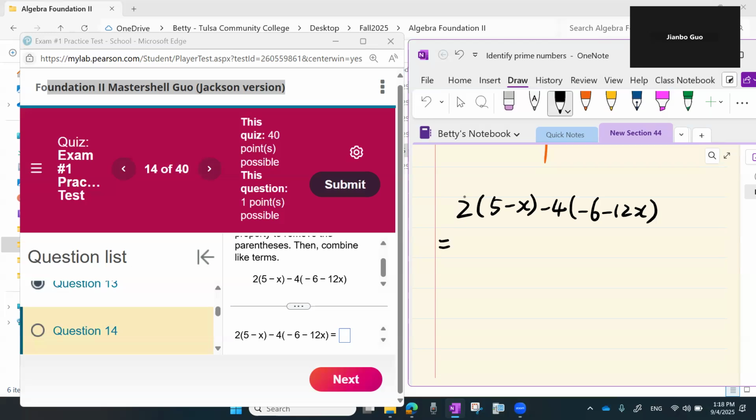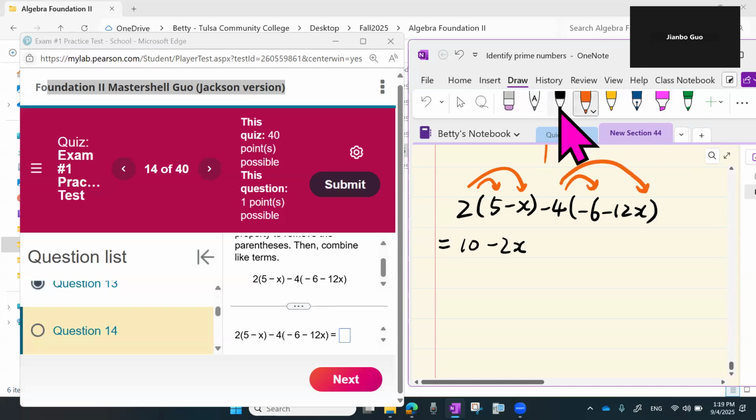We have 2 parentheses in this expression, and we're going to apply the distributive property twice. The first parentheses has a coefficient 2. We multiply 2 with 5, we get a 10. We multiply 2 with negative x, we get a negative 2x. And we're going to do the same thing to the second parentheses, which has coefficient negative 4. Negative 4 times negative 6, 24 positive. Negative 4 times negative 12x, positive 48x. Let me double check the result.